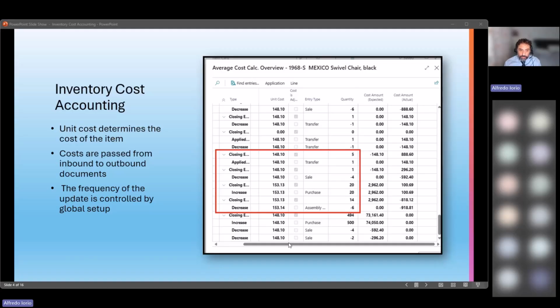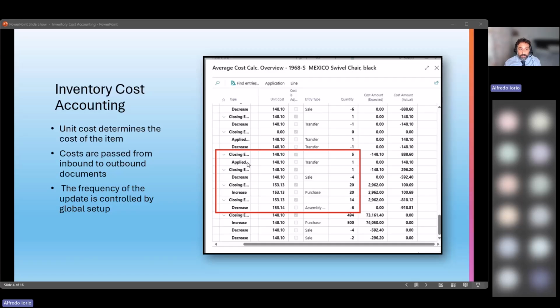These numbers are used to calculate the average, but really, if you check line by line, it's always the actual cost. So an inventory increase and inventory decrease means an increase is a purchase. You can see, and then we have a decrease, which is, again, a sale, consumption.